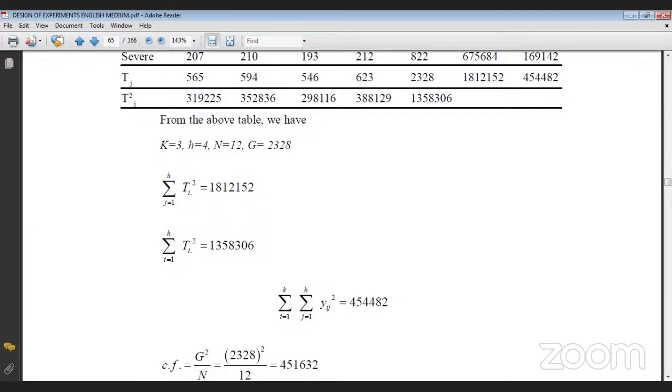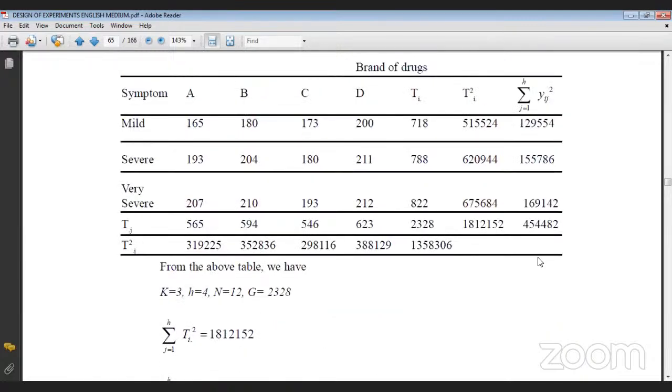Even for Ti we have to do only ABCD, that's the value. So what does Ti mean? The sum of Tij, Yij, I into J. What is the I value here? I square, no, sir, that one. The I value is 718, the Ti value.